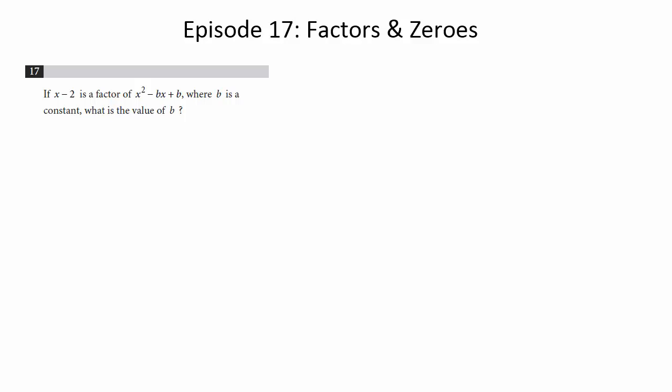I'm going to show you the shorter, more direct way, which I believe the answer key does show you, but I want to explain it in detail here just so you can see where it comes from. So x minus 2 is a factor of this, where b is a constant. What is the value of b? So essentially what this means, if you remember from our previous episode on factors, is that when I take this polynomial and I divide it by x minus 2, it's going to divide in equally with no remainder.